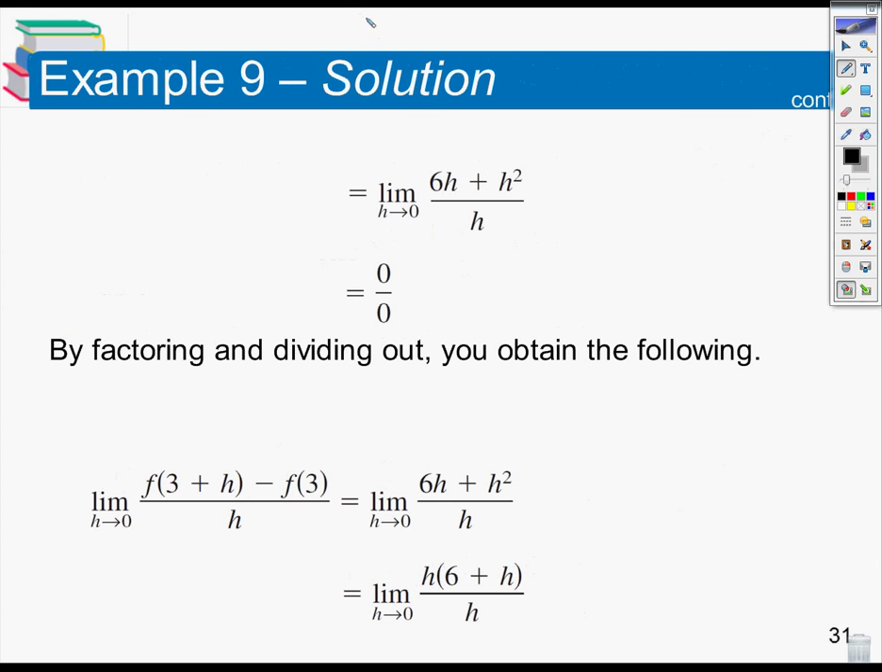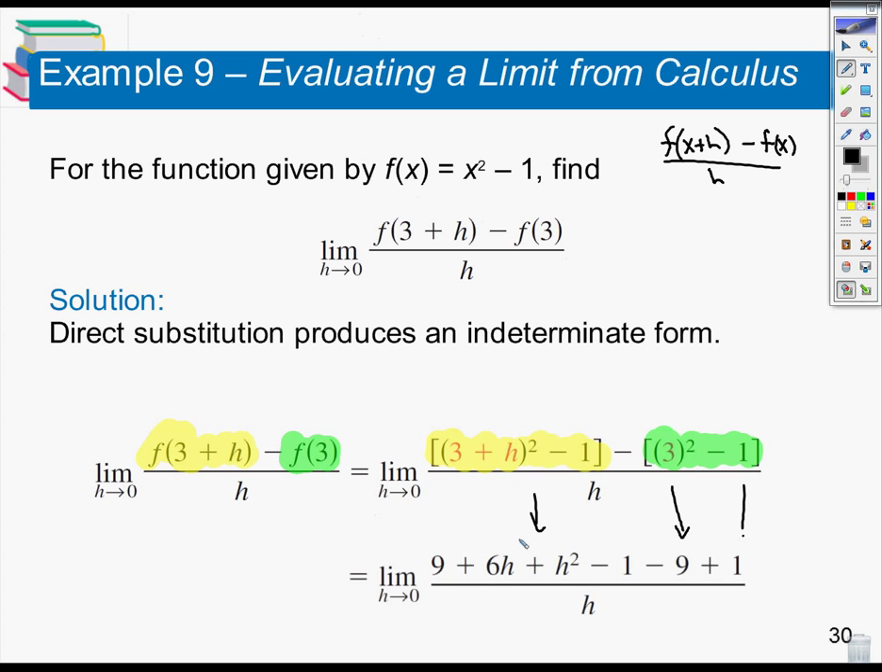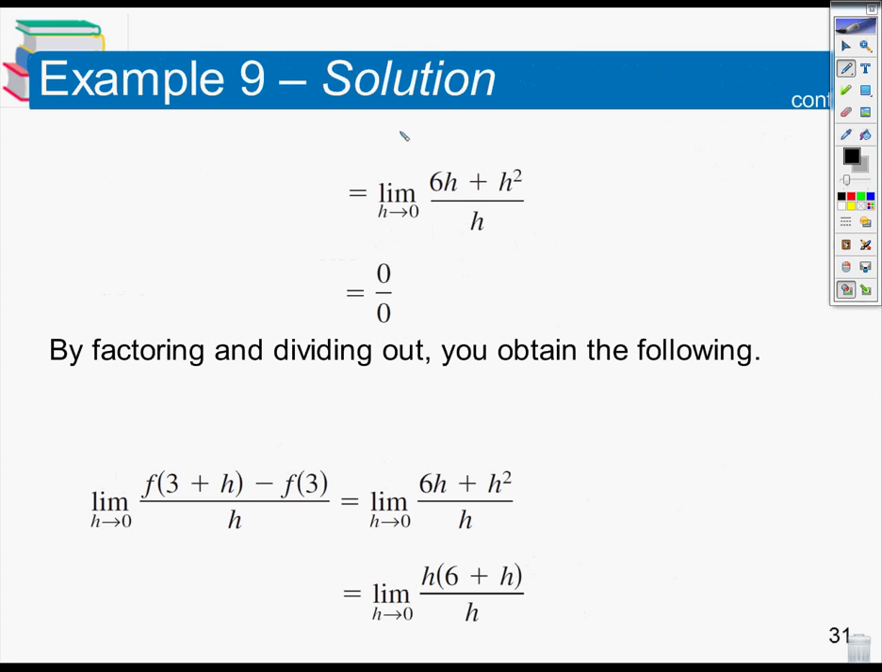Now when I move on and simplify, let's take a look. I have 9 and negative 9, I have 1 and negative 1, so I can get rid of all of these. All I'm left with is h squared plus 6h, over h. Now, let's try direct substitution. Put a 0 in there. Oh jeez. 6 times 0 is 0, 0 squared over 0. 0 over 0. Indeterminate.